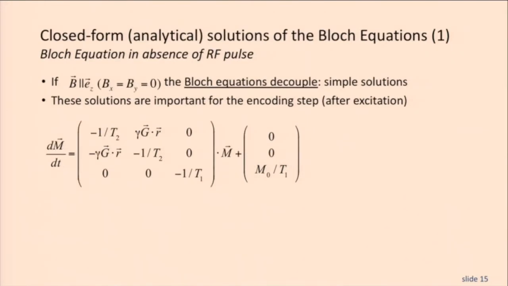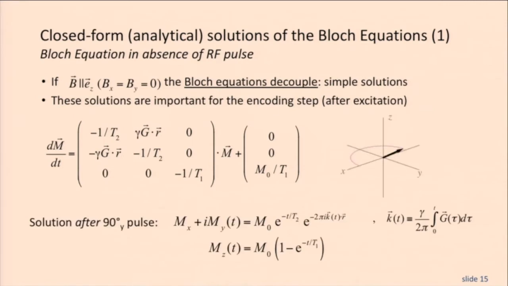There are closed-form analytical solutions for specific cases, especially if there is no radio frequency pulse involved, and this is exactly the solution which is required for imaging, after the excitation. In that case, the dynamics of the magnetization vector is this simple precession term, and this is exactly the case-based description which provides the basis of MRI.